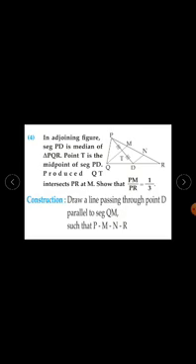So, construction. Draw a line passing through point D parallel to segment QM such that P-M-N-R, meaning DN is parallel to QM. This is your construction.